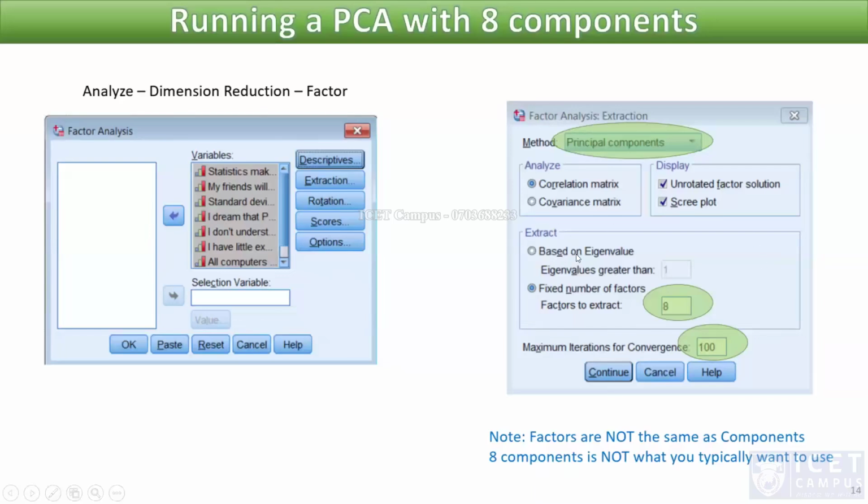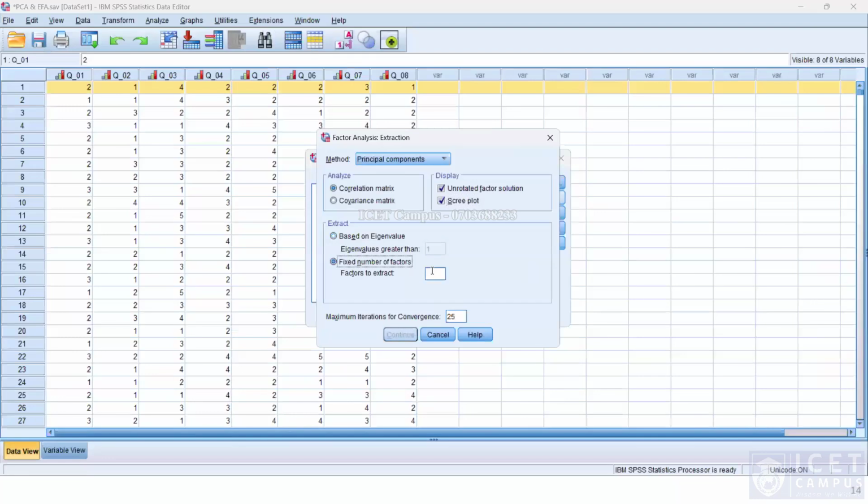Now we are not going to extract based on the eigenvalues. Here we have fixed factors and we are setting the number of factors. There are 8 factors, and the maximum iterations for convergence should be 100. Those are our values. Therefore, we are going to fix the number of factors, that is 8. Then we need to change this to 400, the number of iterations. Then we can press OK.